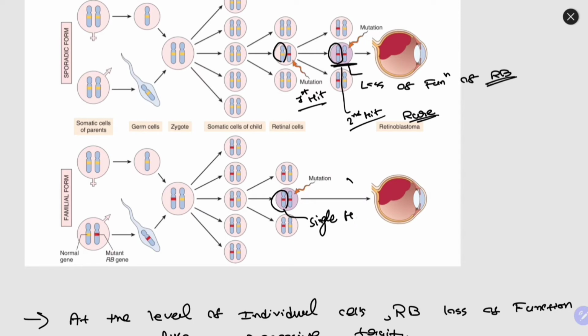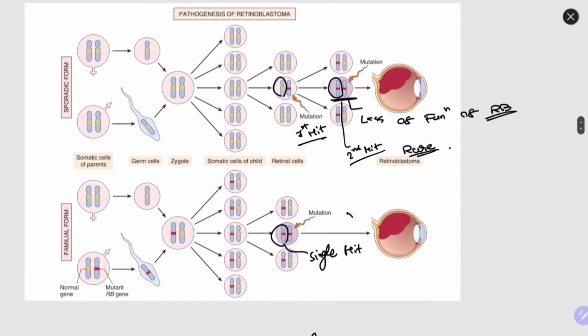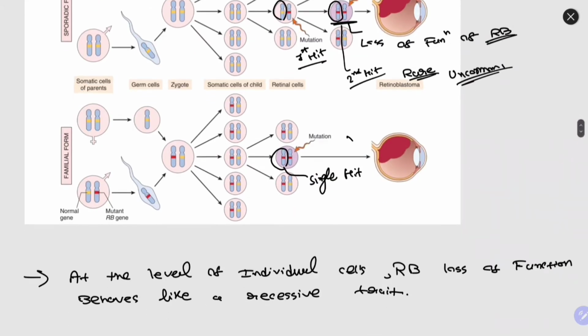As there will be a single hit, the other gene would also be mutated, and it will cause retinoblastoma, the tumor cancer. Getting one single hit is very easy, or you can say very common, but it is rare or uncommon to get the double hit, to get both genes mutated sporadically. So guys, this is transmitted as an autosomal dominant trait.